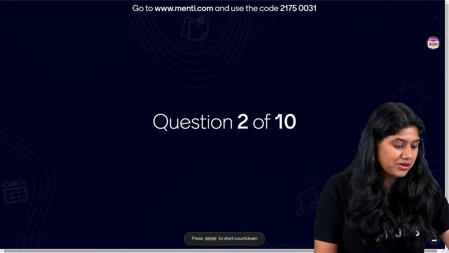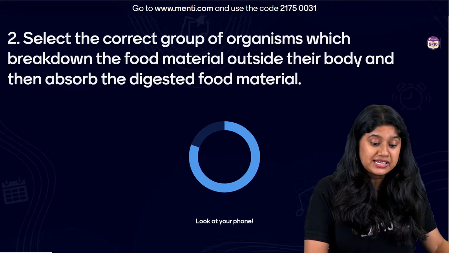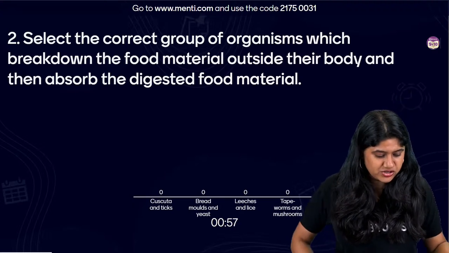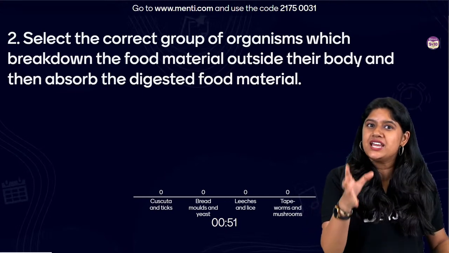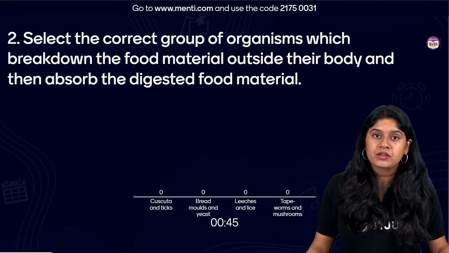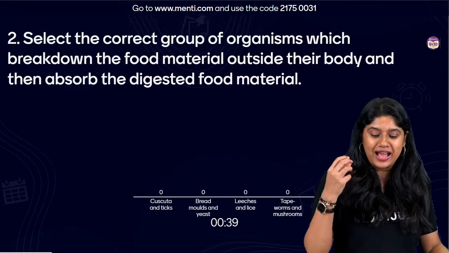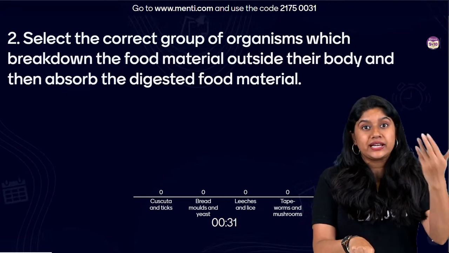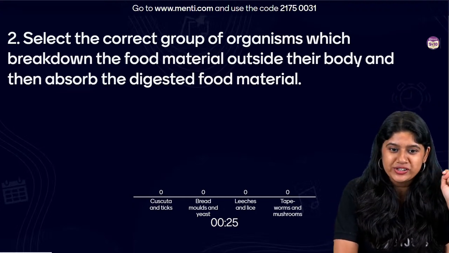Okay, so moving to question number 2, everyone, and here we go. The question is, select the correct group of organisms which break down the food material outside their body and then absorb the digested food materials. Very easy question, I would say. In the options, we have Cuscuta and ticks, bread mold and yeast, leeches and lice, and tapeworm and mushroom. So we are looking at the group of organisms that break down the material outside their body and then engulf it. It's a very simple question.